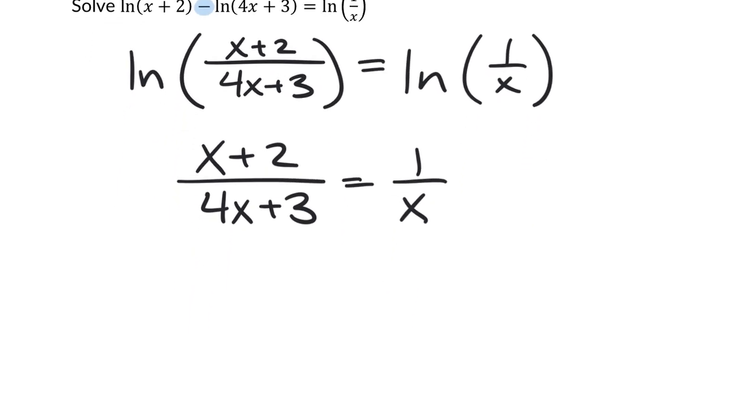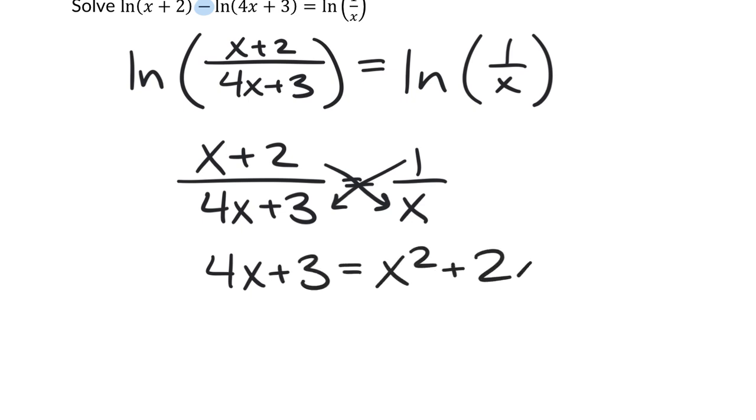Do not panic about solving this one. I'm hoping your brain started to want to do this. This is a classic move: butterfly method, cross multiplying and dividing. We can do that. 1 times 4x plus 3 is 4x plus 3. And x times x plus 2 is x squared plus 2x.